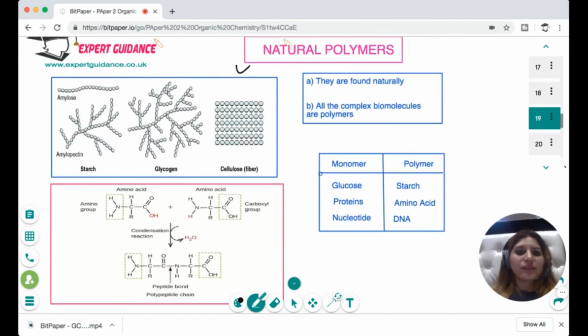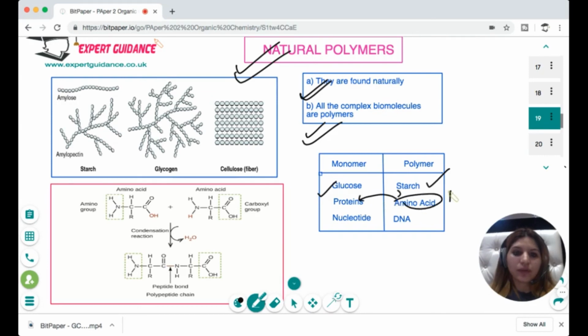Now we have some natural polymers. They are found naturally, for example, complex biomolecules. Starch is a polymer made up of glucose, and protein is also a polymer made up of amino acids. So it's the other way around: the polymer is the protein and it is made up of amino acids, and DNA is a polymer made up of nucleotides.